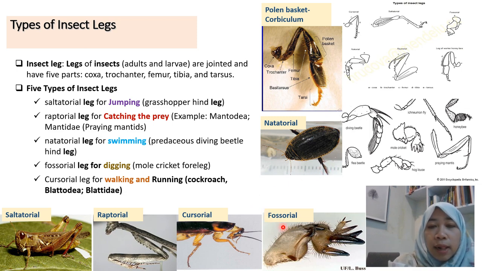And then fossorial is the type of leg for digging. It's like in mole cricket, I forgot the name, in Indonesia we say orang-orang. And then cursorial, like in this picture, is for running and walking, for example in cockroach. So there are several types of legs and the functions are different.